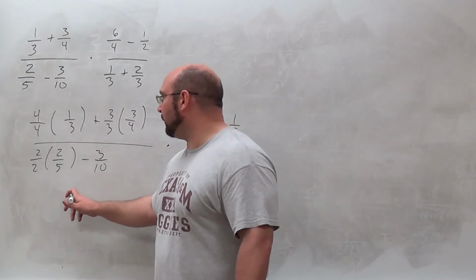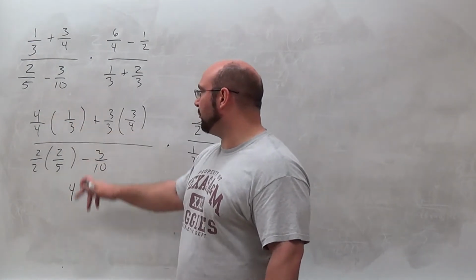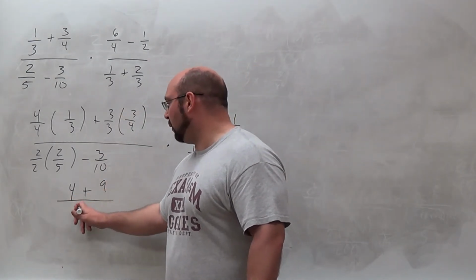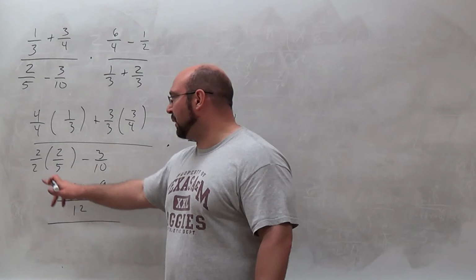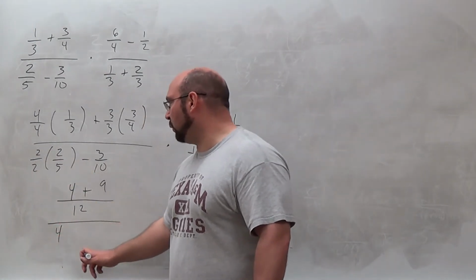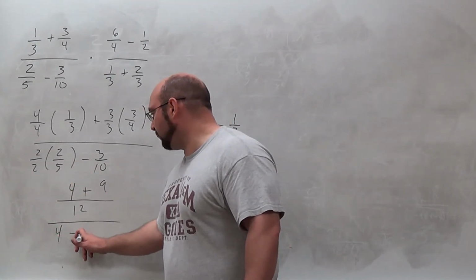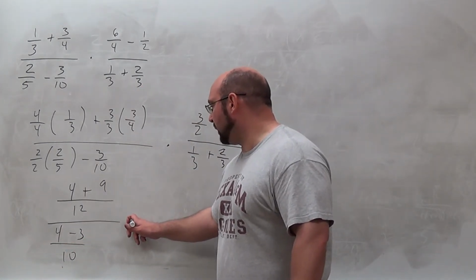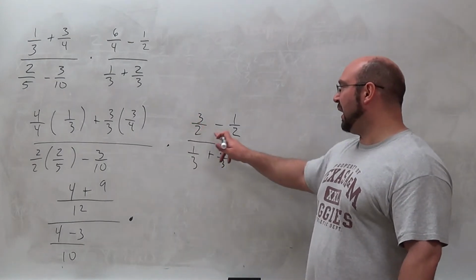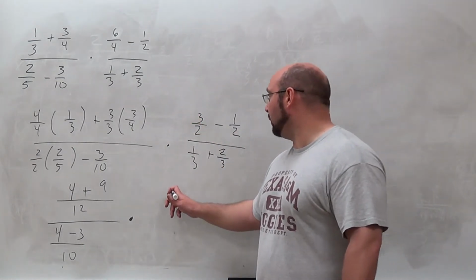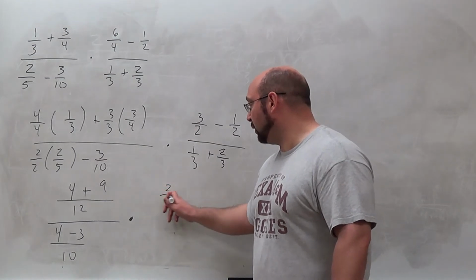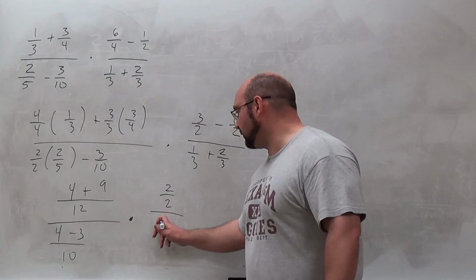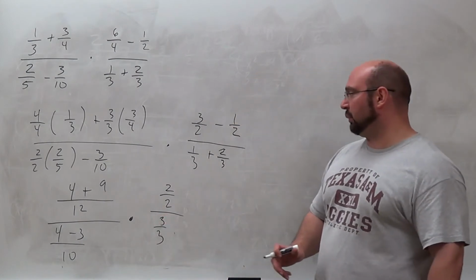So in this case, we've got 4 times 1, 4, plus 9 over 12, divided by 2 times 2 is 4, minus the 3 over 10, times 3/2 minus 1/2 is 2/2, which we know is going to be 1 in just a moment. And of course, this is 3 over 3.